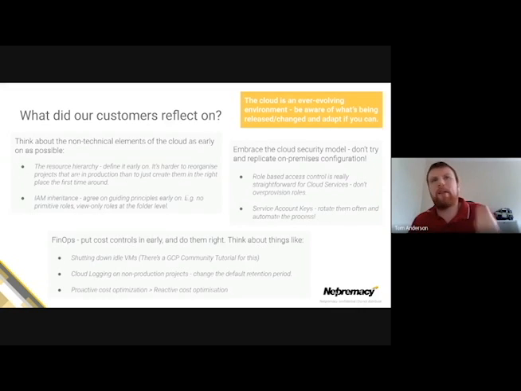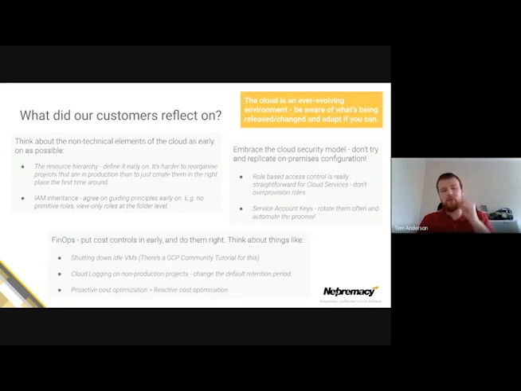Think about the non-technical elements of the cloud as early on as possible, right? These are the things that when you're reading about GCP, when you're reading about setting up an organization, are the first two pages that you read, right? Resource hierarchy and IAM inheritance. Super basic, super straightforward, super simple. You will be amazed at how many organizations have been working with the cloud for many, many years, still don't have this right, and are still working on improving this.